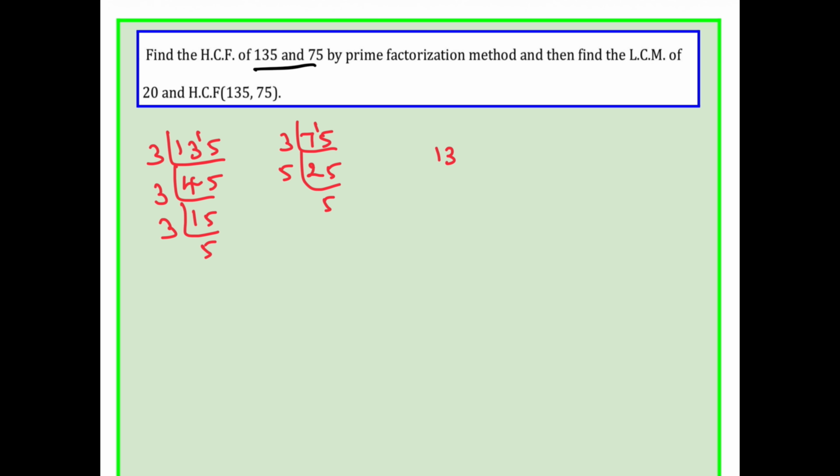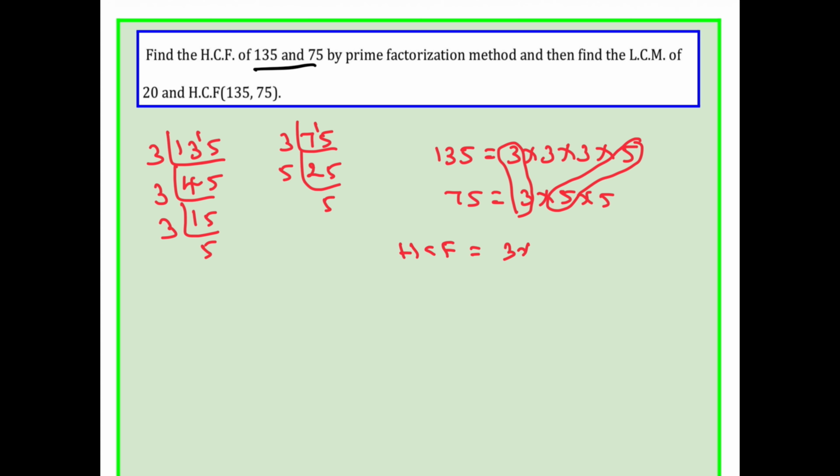So 135 can be written as 3 cubed into 5. 75 can be written as 3 into 5 into 5. First, we'll find out the HCF. HCF is which numbers are common in both: 3 and 5. 3 into 5, HCF is 15.